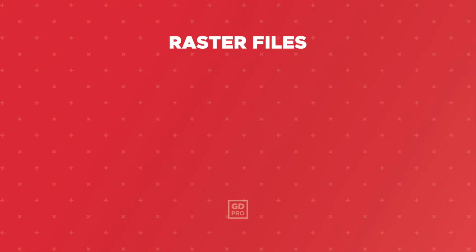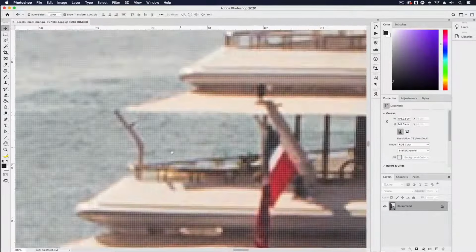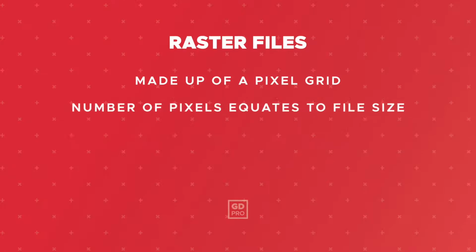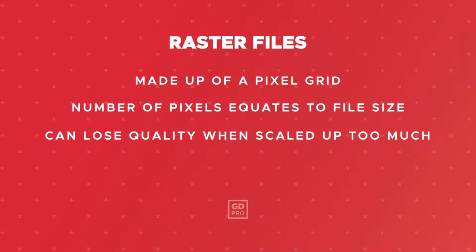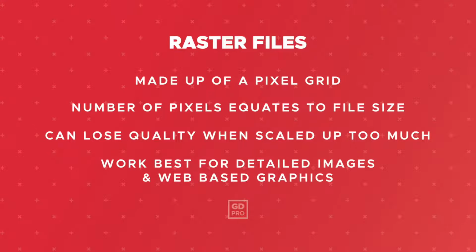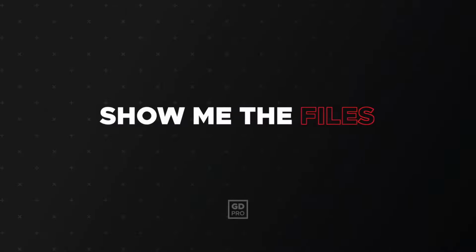Raster files, on the other hand, are made up of a pixel grid, with each pixel containing a colour. The number of pixels making up an image directly impacts on the file size. Unlike vector graphics, if a raster image is scaled beyond its originally defined size, it will lead to a loss in quality and pixelation. They are, however, more suited to detailed images like photographs, as well as web-based graphics, due to the wide compatibility of certain raster file types. So, that being said, let's jump into the files themselves.